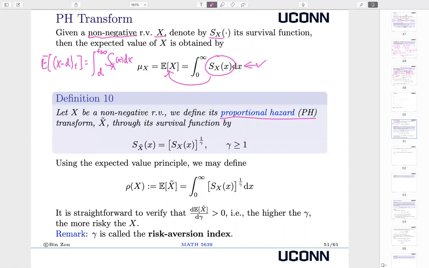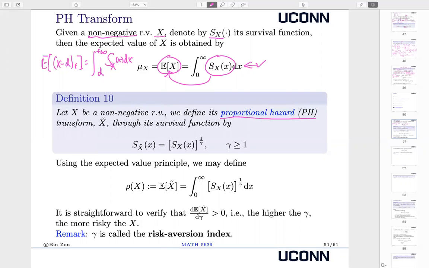And if you recall from very early on in this chapter, we actually mentioned that expectation is a possible candidate for risk measures. Okay, although it's unlikely to be a good one because you only look at the average. You don't care about whether it's really fluctuating or not, right? But nevertheless, this is a candidate, right? So that idea we're going to use.